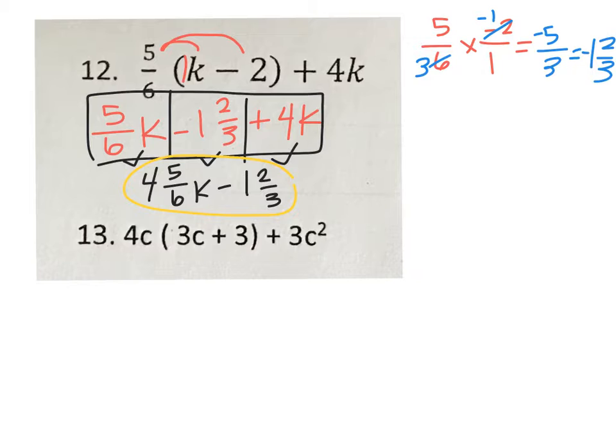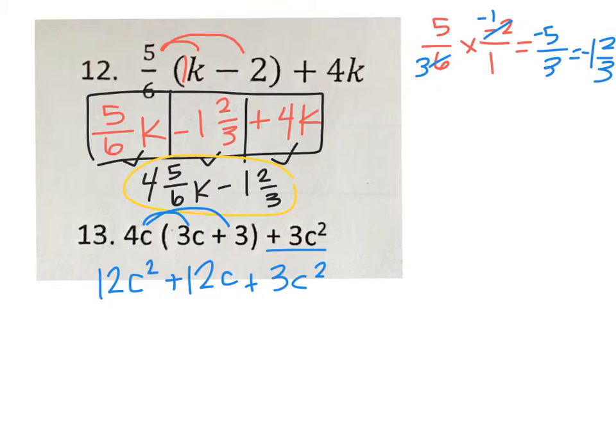Okay, when we go to number 13, we are going to again distribute first. So 4c times 3c. 4 times 3 is 12. C times c, remember, gives you c squared. Then 4c times 3. So 4 times 3 again is a positive 12. C times, there's no other variable, so we just bring the c over. And then we have to bring down this plus 3c squared.